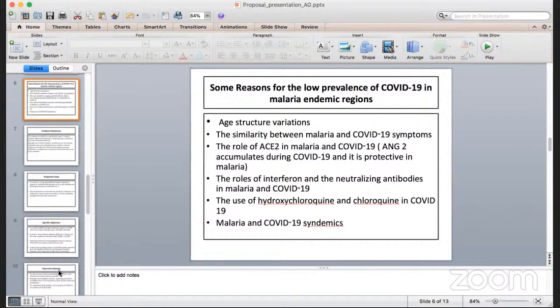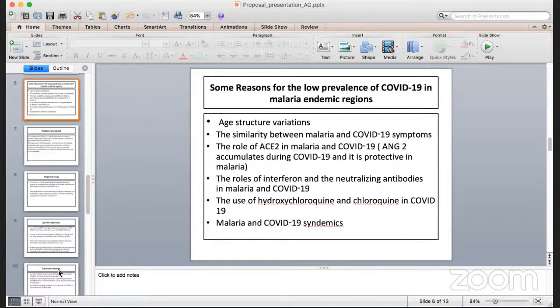And some of these roles have been assigned to the ACE2 in malaria and COVID, basically because the angiotensin 2 that is being catalyzed by the ACE is found both in COVID-19 and also protecting malaria infections.